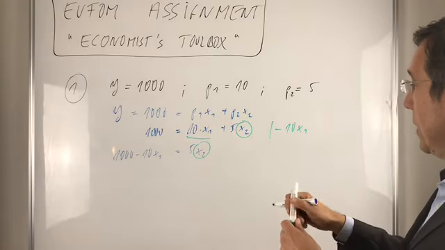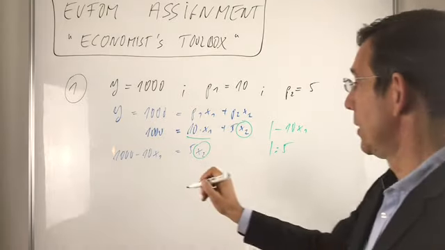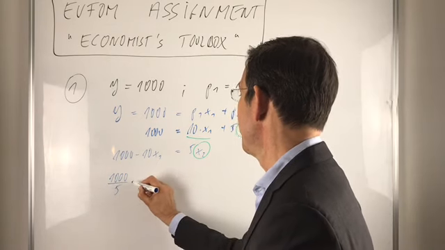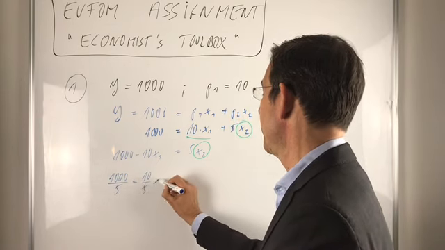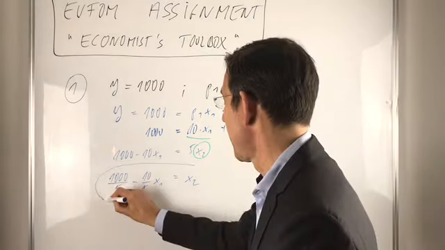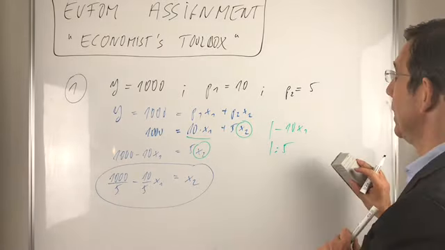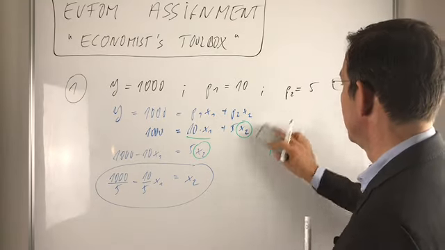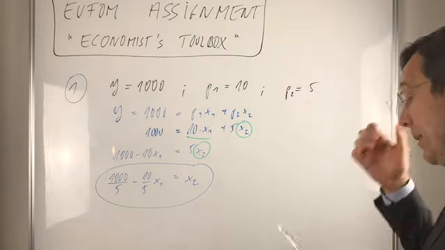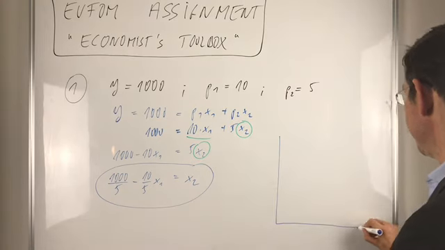So we still need dividing by 5, and then we end up with 1,000 divided by 5 minus 10 divided by 5 x1 is x2. Right? That's our equation for the budget constraint. Let's take that now and wipe out the green numbers and say, well, how does the budget constraint now look like?